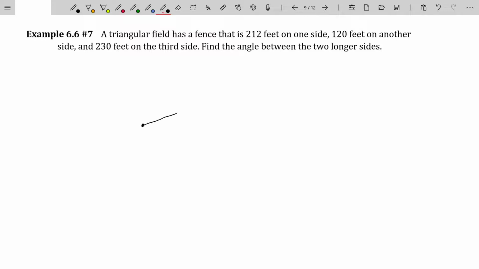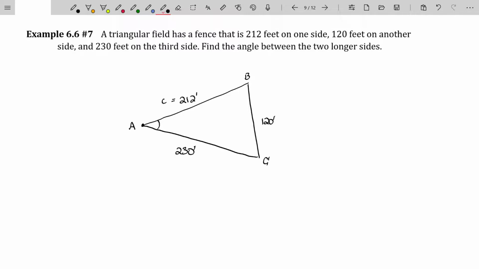But we have some type of fencing. It's 212 feet on one side. It's 120 on another side. This is not to scale. And it's 230 on the final side. Again, totally not to scale. And we want to find the angle between the two longer sides. So I want to find this angle right here. Well, I'll call that angle A. This will be angle B, and this will be angle C. Therefore, that's side C. This is side A, and that's side B.